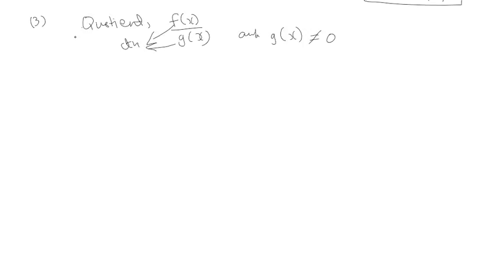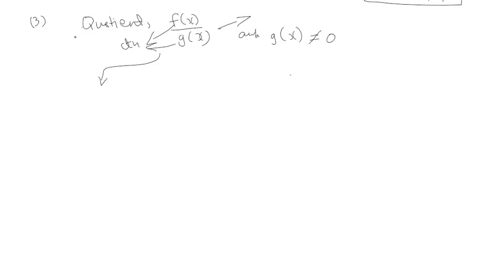Because if g of x would equal 0, then that basically means the function is not defined at that particular point, right? So it would be problematic in that case. But besides that, these functions turn out to be continuous.